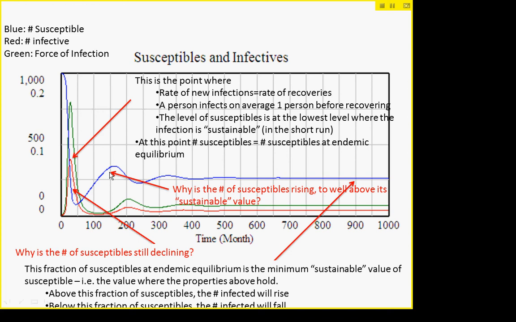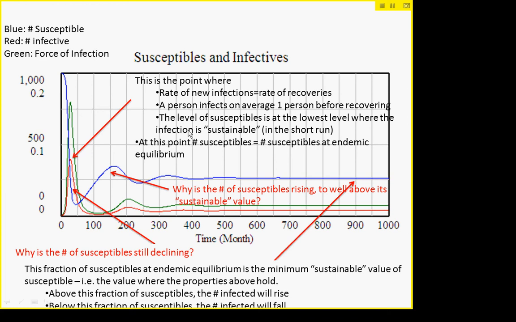Let's talk about some of the key points here. Okay, folks, at this peak in the number of infectives, once again, this is where the rate of new infections equals the rate of recoveries, and where a person infects on average one person, their replacement, before recovering. That's why it stays constant. They're just replacing themselves. And you'll notice here that the number of susceptibles at that point is on its way down. It's right about here.